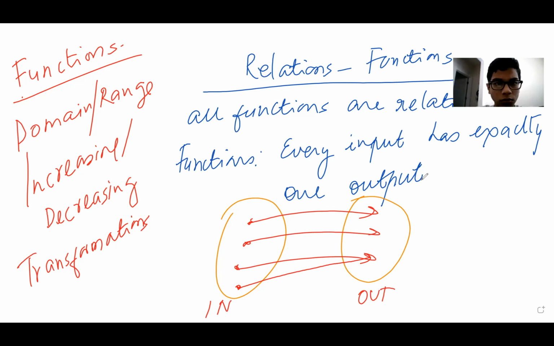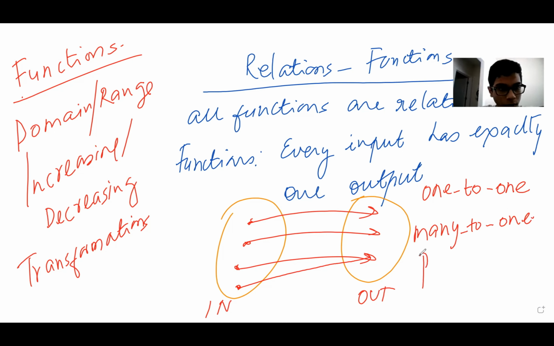So in functions, we have two types, which are one-to-one and many-to-one. So one-to-one or many-to-one relations. Is that clear to you? Yeah. And if we have a graph, we say they pass the vertical line test. Okay.